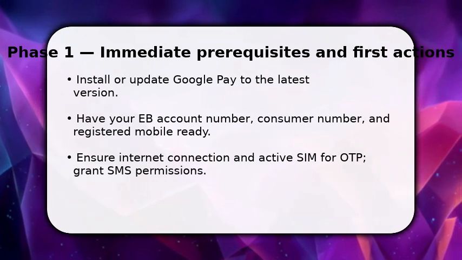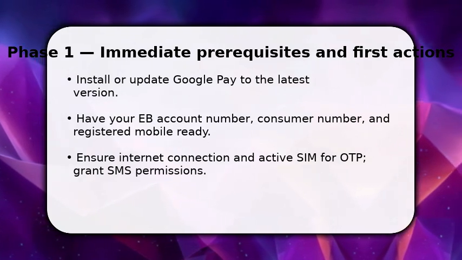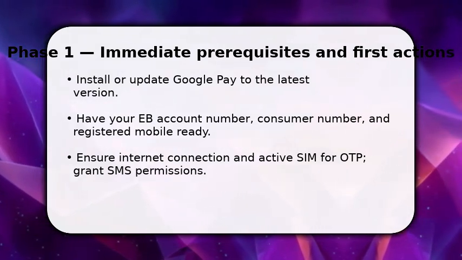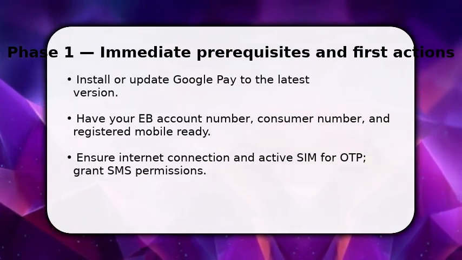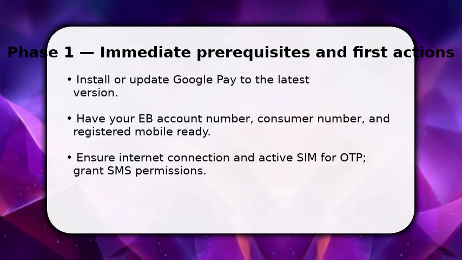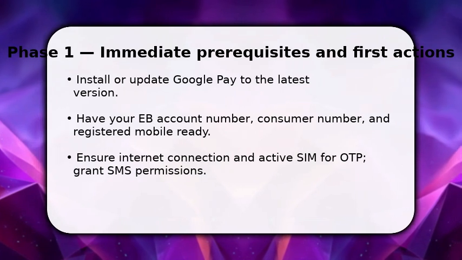Once done, make sure the app can receive OTP messages. Grant SMS permission, because verification requires a one-time password. This step creates a secure mapping between your EB account and Google Pay, so future bills auto-populate. It saves time and prevents mismatches when you fetch billing data.